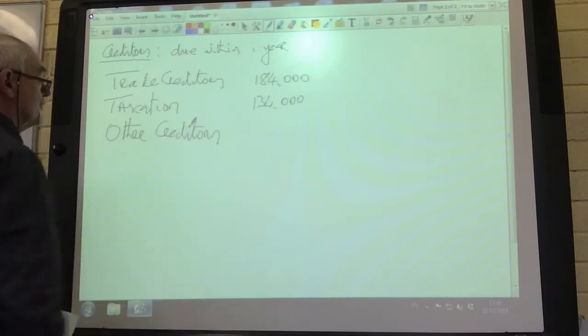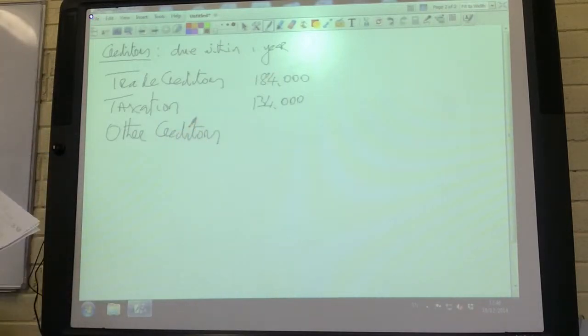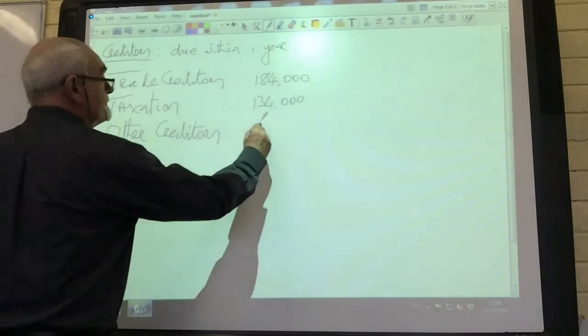And then you have other creditors. That's really anyone else to whom the firm owes money. That's 43,500. In this case, it's audit fees 6,500 due, directors' fees 35,000, and we owe interest on debentures of 2,000, and that's the 43,500.